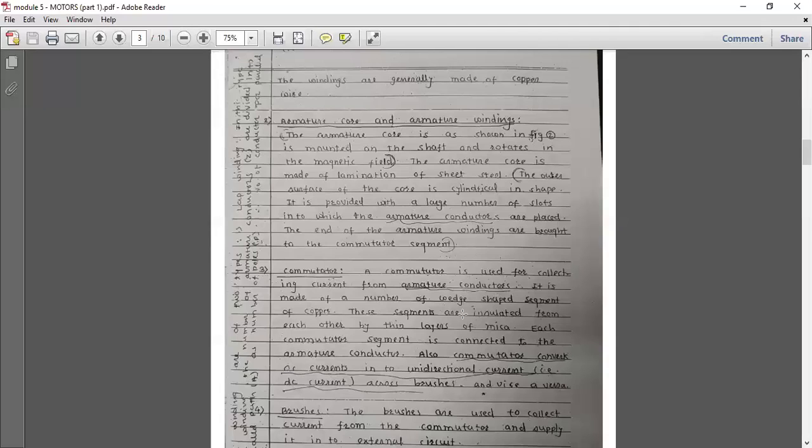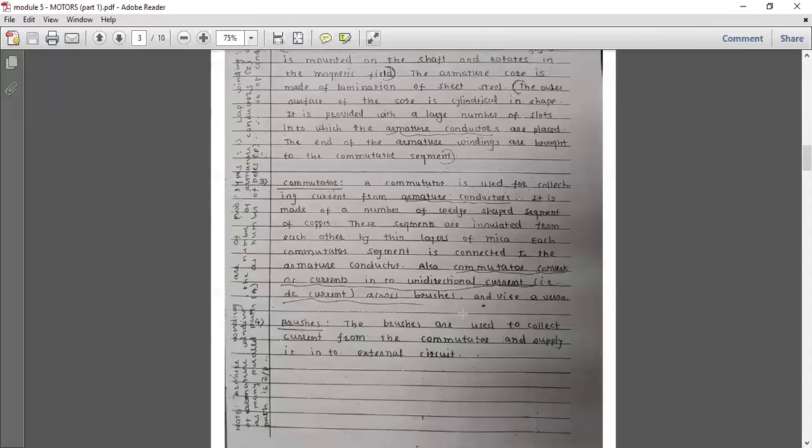So I can say that the current passing through the commutator is dealing with DC motors, not with AC motors. If the commutator is being used over here, we are talking about DC motors. So DC current will be flowing in the commutator. Brushes are used to collect the current from the commutator and supply it to an external circuit.